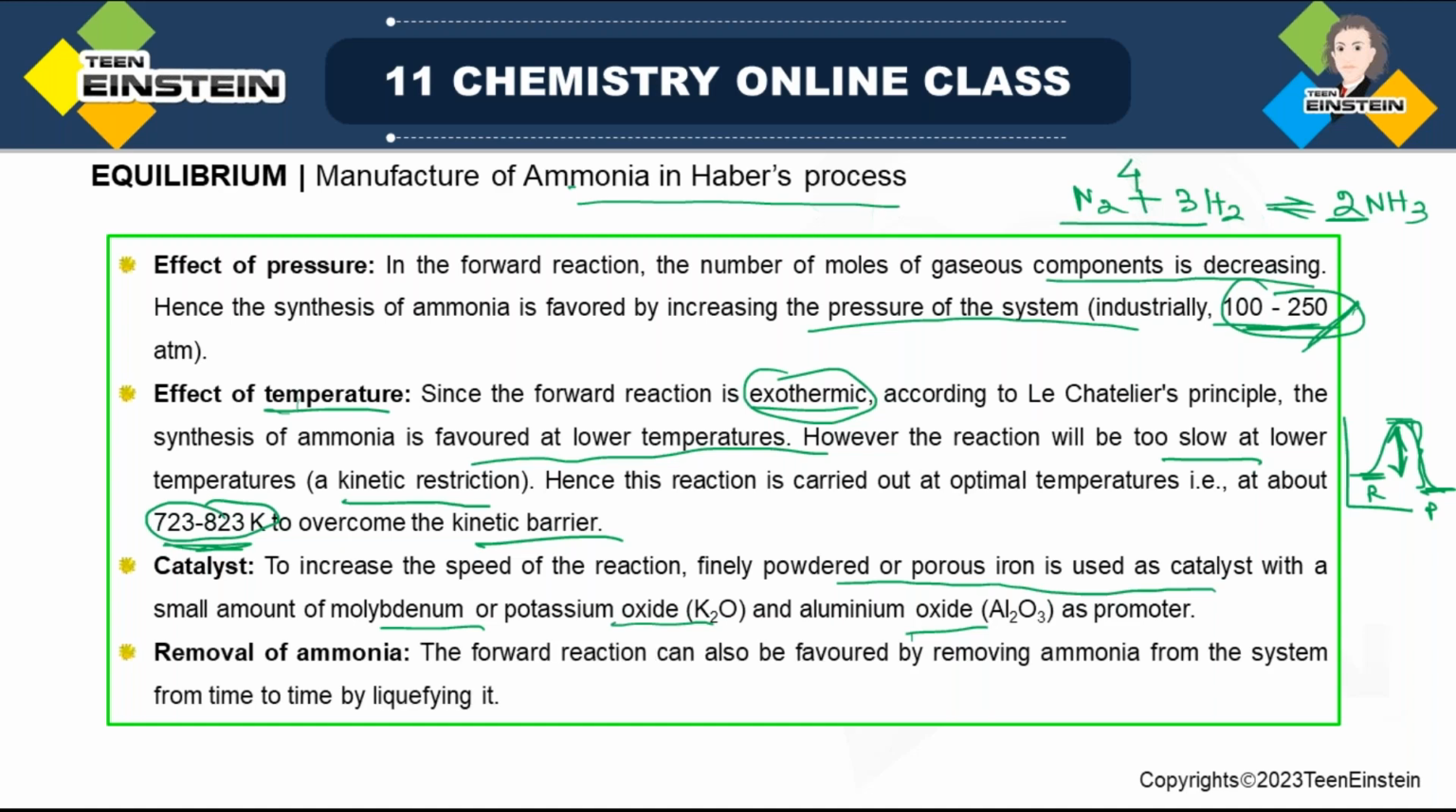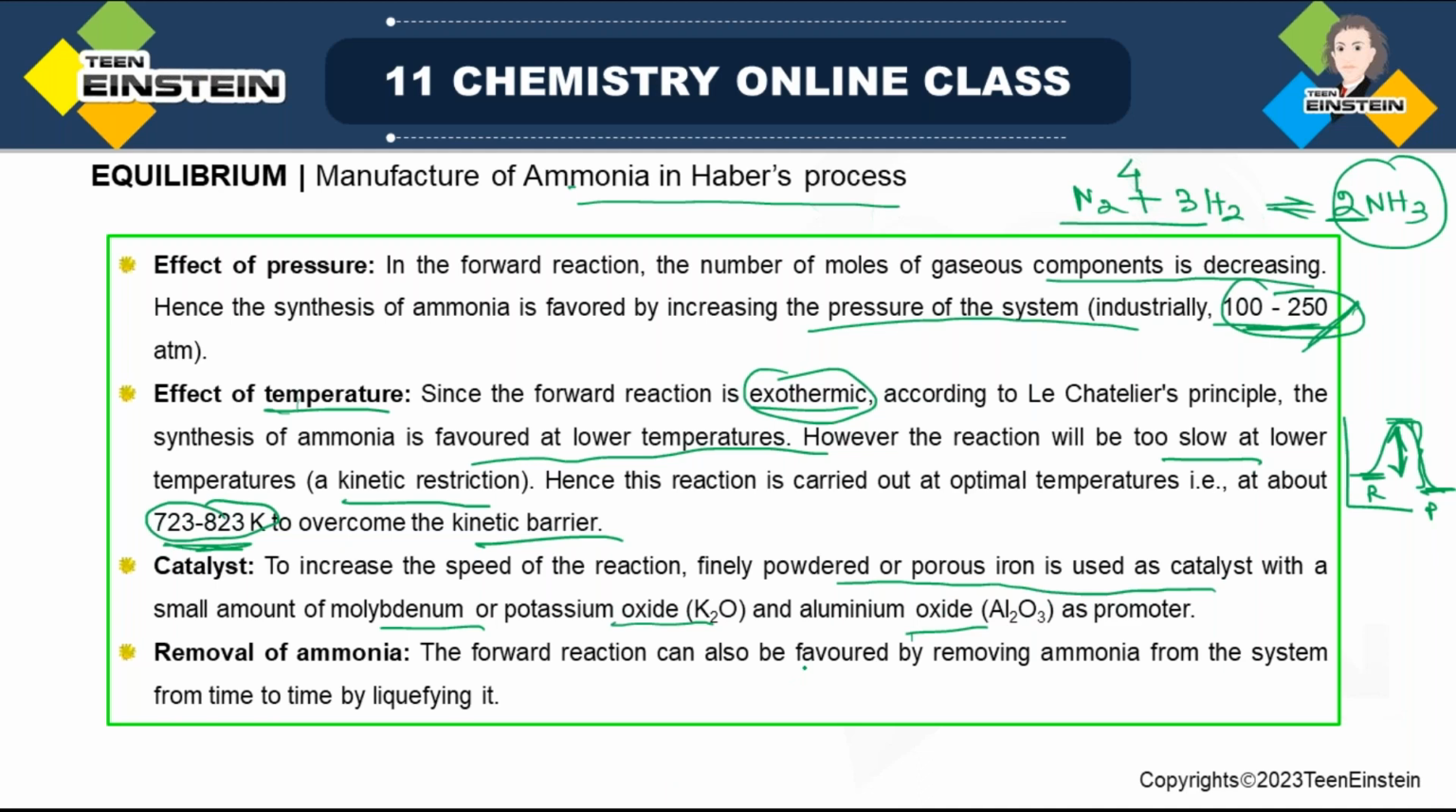And removal of ammonia. See, here ammonia concentration will increase as time progresses. So as ammonia is produced, if you are removing it somehow, then to maintain the equilibrium, the equilibrium will be shifting towards the right hand side. That means the reaction will produce more and more ammonia. So removal of ammonia is very important. Remember the first point we discussed under factors affecting equilibrium, the effect of change of concentration. So in this case, we are basically decreasing the concentration of ammonia so that more and more ammonia is produced.